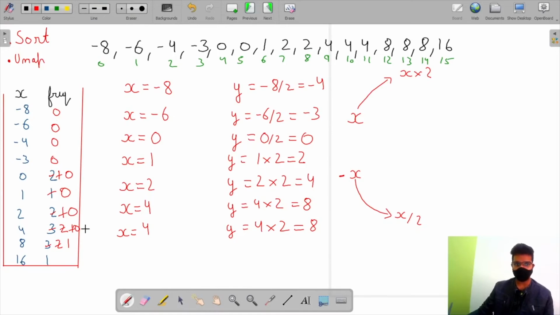So we move to the 12th index, we get x is equal to 8. What will be our y?